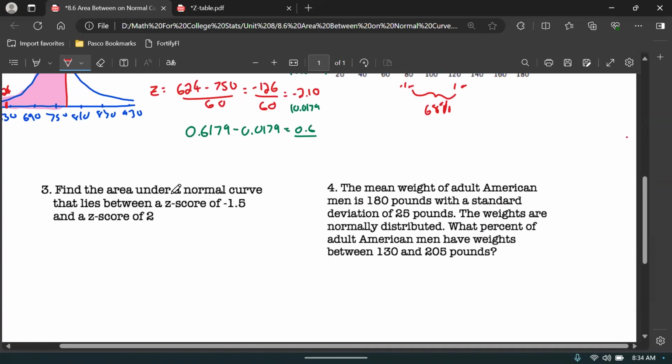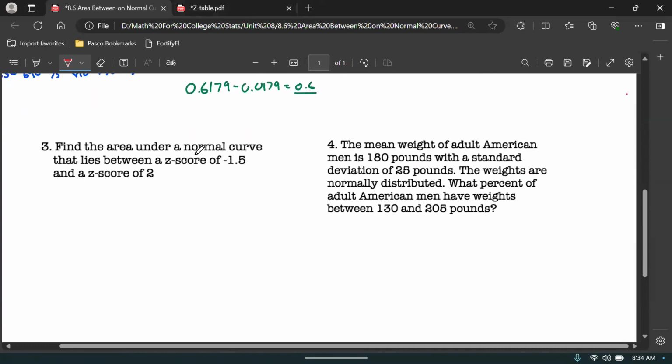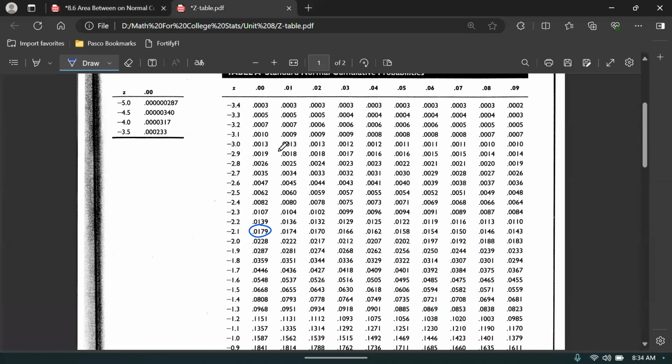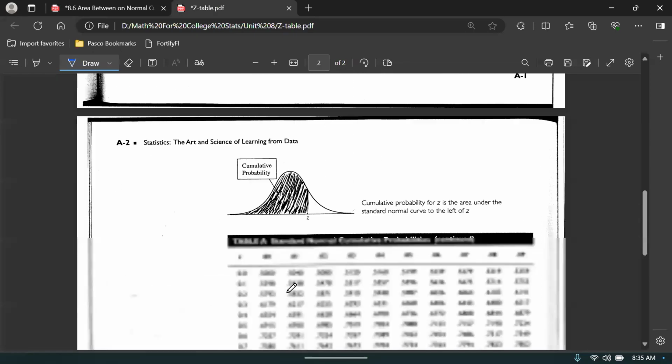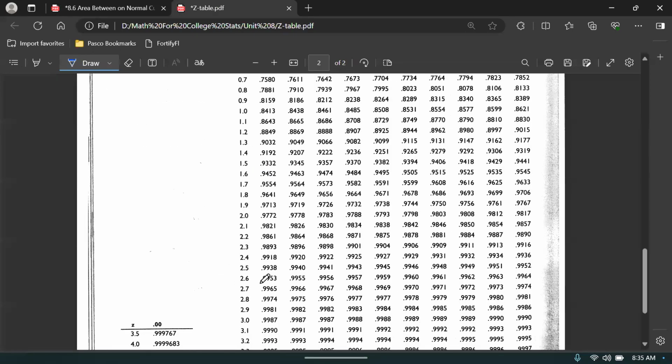So find the area under a normal curve that lies between z-score -1.5 and z-score of 2. This one's probably better to just use the table because it tells us the z-scores right away. So let's go find them. -1.5 flat is here, 0.0668. And the probability at 2, 2.0, is 0.9772.